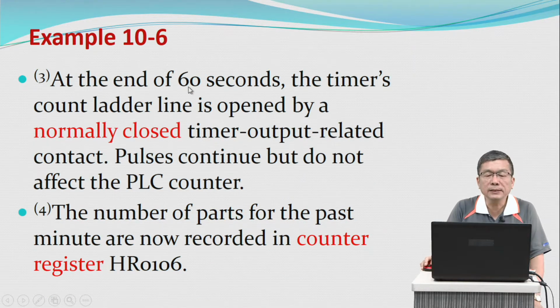At the end of 60 seconds, the timer's count data line is opened by a normally closed timer output related contact. Pulses continue but do not affect the PLC counter. The number of parts for the past minute is now recorded in counter register holding register 106.